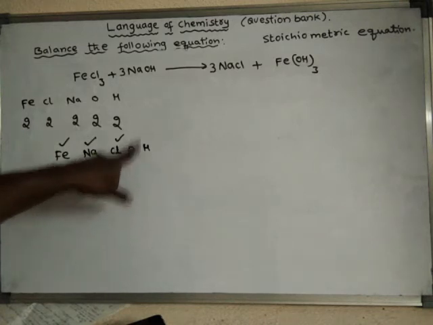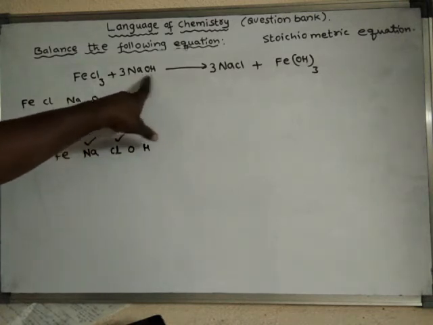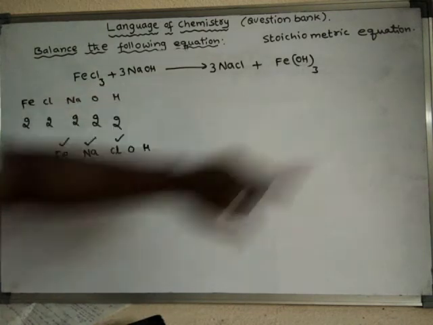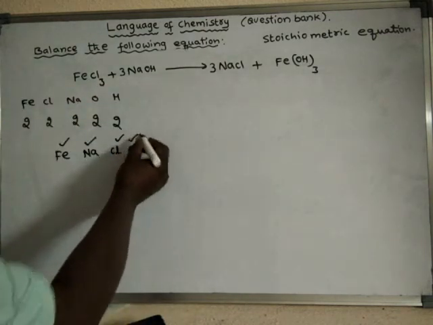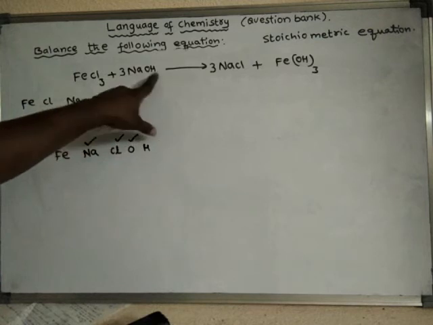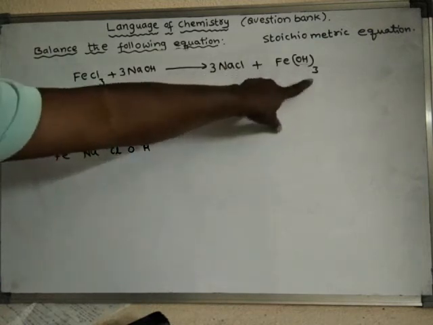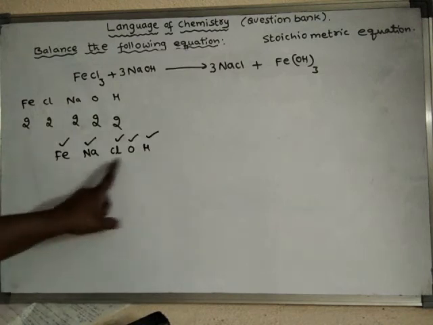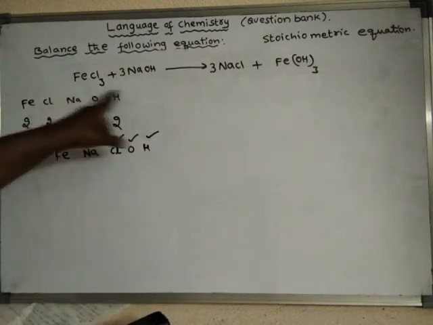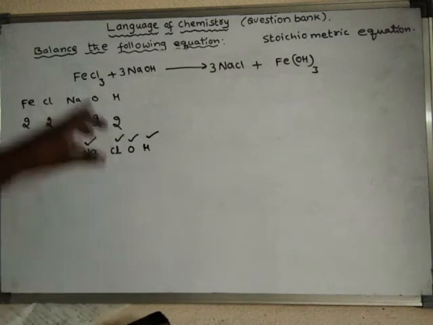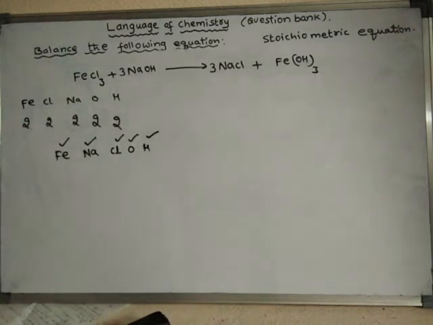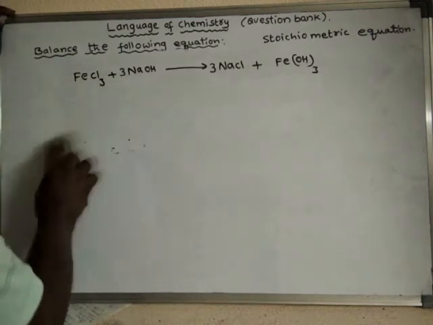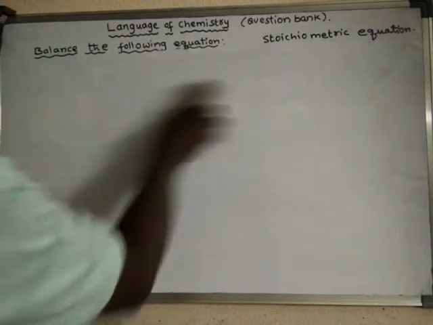Now check for oxygen. There are 3 oxygen atoms here, and here also 3 oxygen atoms. Oxygen is balanced. Hydrogens: there are 3 hydrogen atoms, and here also 3 hydrogen atoms. Hydrogen is also balanced. So now all the elements are balanced. When all the elements are balanced, then that equation is said to be a balanced chemical equation. Okay, right. Now we will check another equation.